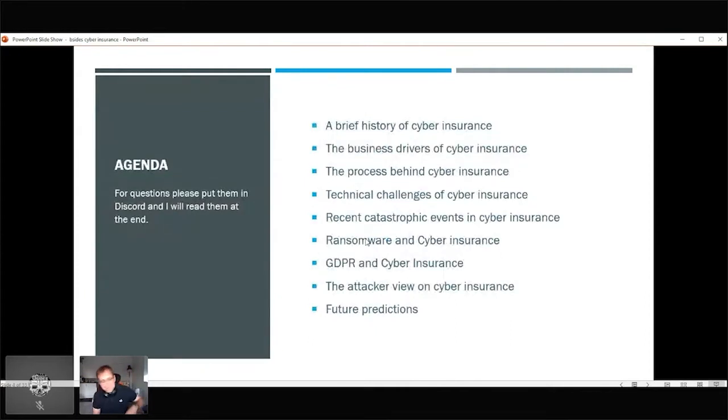So the agenda for today is, okay, we're a little bit late, so it will be 45 minutes, and I'm going to start my timer just in case I get too slow. I'm going to talk about cyber insurance, how it was developed over time, the business driver for the actual insurance, a little bit about the process that drives the insurance market, and the technical challenges that we are facing. Also some stuff we've seen in the news, especially the pipeline ransomware attack, and then ransomware and cyber insurance, which is a very hot topic. GDPR and cyber insurance, which is more for the European people but also relevant to US companies. And how attackers view cyber insurance and leverage it. And then a little bit of predictions.